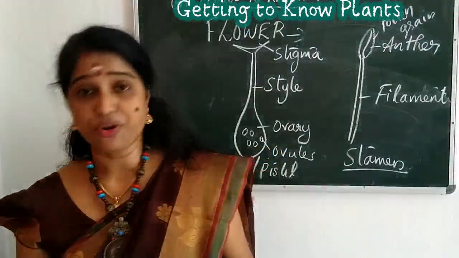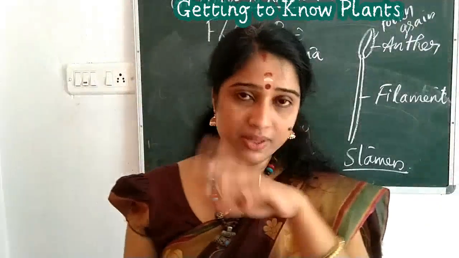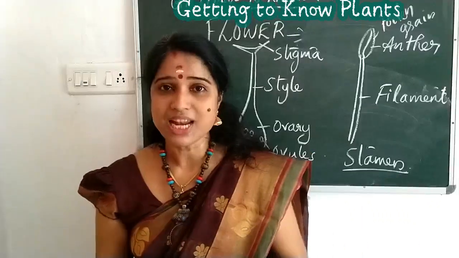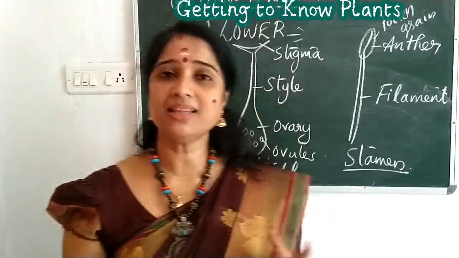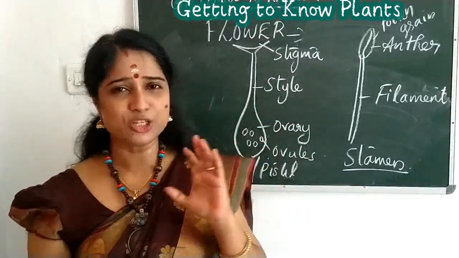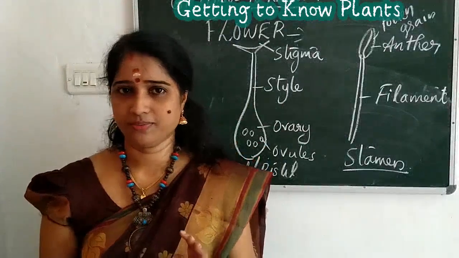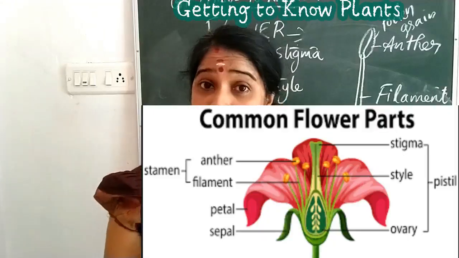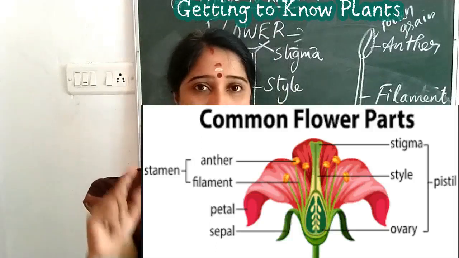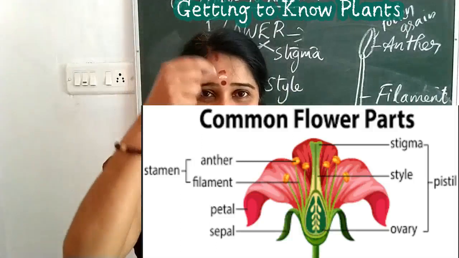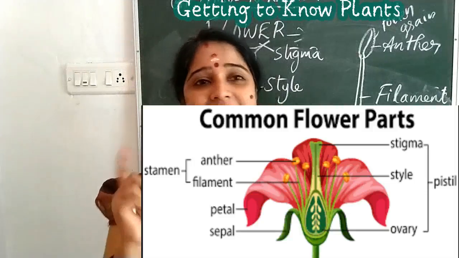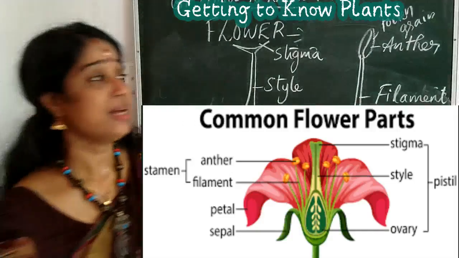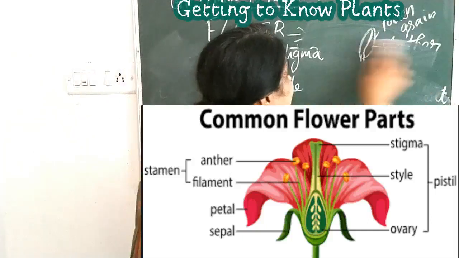Flowers help in what? Reproduction. And you are familiar with the different parts of the flower and the functions of the flower, isn't it? Now look at the board. Once again look at the parts of the flower very carefully. Just look at it. Sepal, pedicel, petal, female structure in the middle, surrounded by what? Male structure.